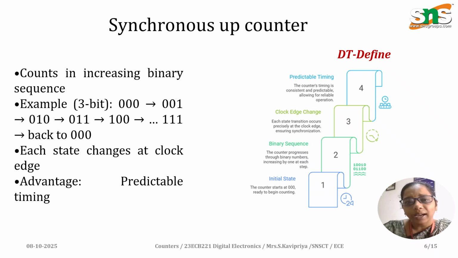Among the types, I'm going to discuss the synchronous up counter. A synchronous up counter counts in increasing binary sequence. For instance, let us consider a 3-bit synchronous up counter. It starts counting from 000 and ends at 111, and after that it starts again from 000. Each change of state takes place at the negative edge triggering of the clock pulse. The main advantage of the synchronous up counter is that it is very predictable in timing.